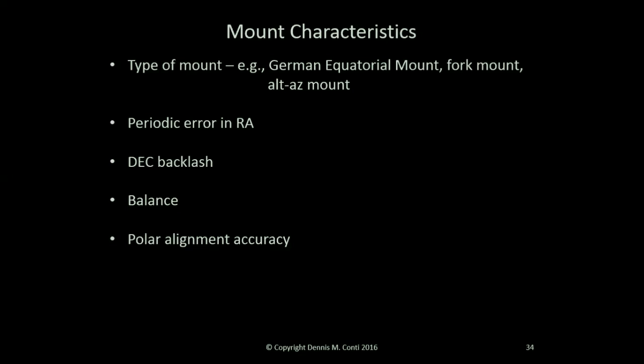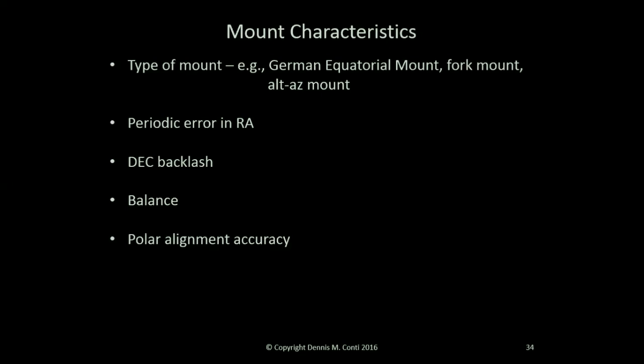Balancing of the mount is important for auto guiding, and so a well-balanced mount certainly is important. And finally, having an accurate polar alignment is important, because if a mount is not accurately polar aligned, there could be some long-term drift in the Dec and RA directions. This can often be compensated for in auto guiding, but it's really best to have the mount accurately polar aligned as much as possible before beginning the observation.